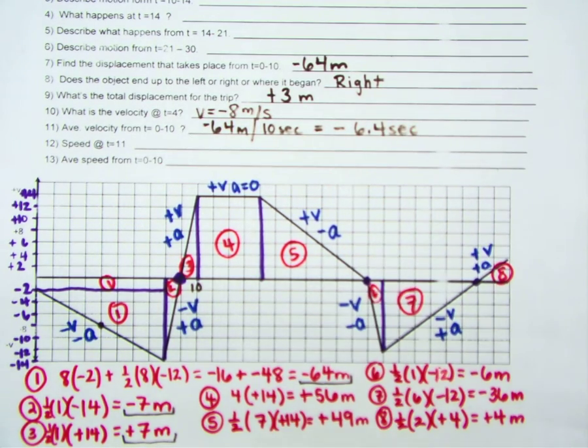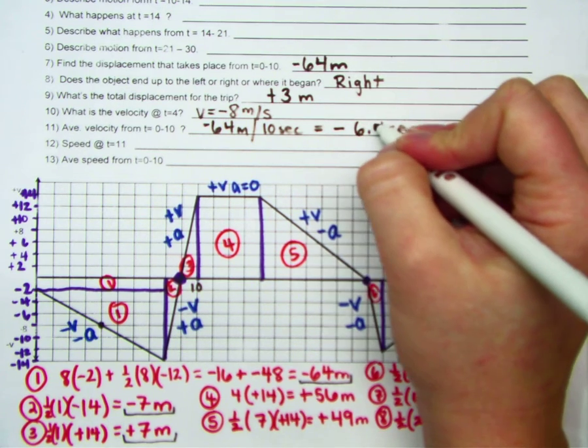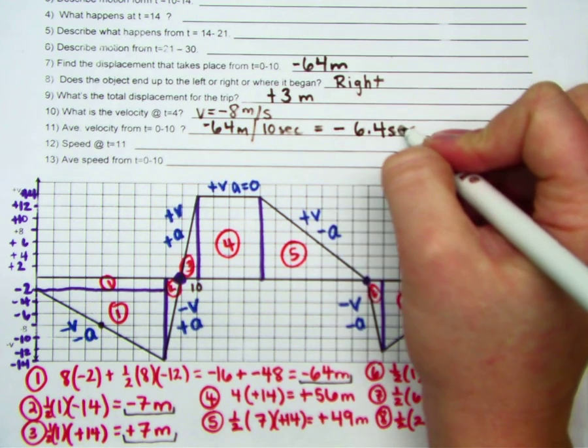Please make sure you keep the direction. Velocity is a vector. All vectors have direction. Okay? If it would have been a positive number, then you would have put a plus sign in the front.